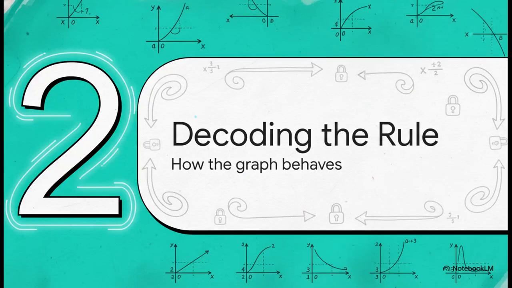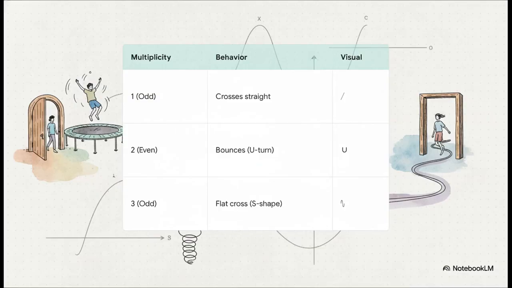All right, so now we know what multiplicity is. It's just a number, an exponent. So let's get to the fun part. Let's decode the rule that tells us how this one little number controls everything. And here it is. The rule is just shockingly simple.